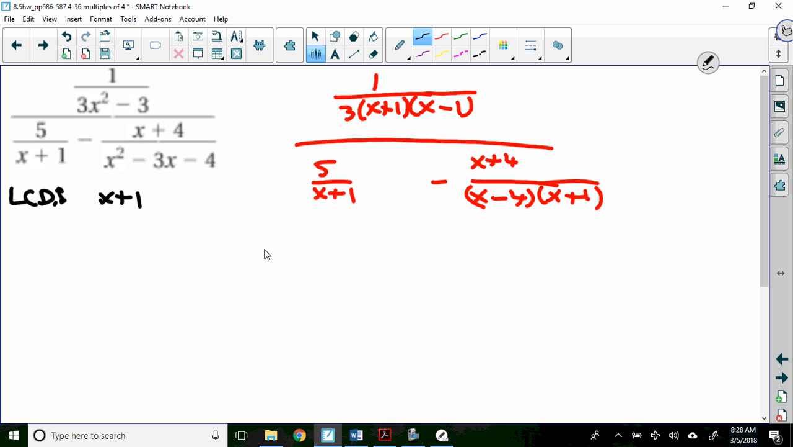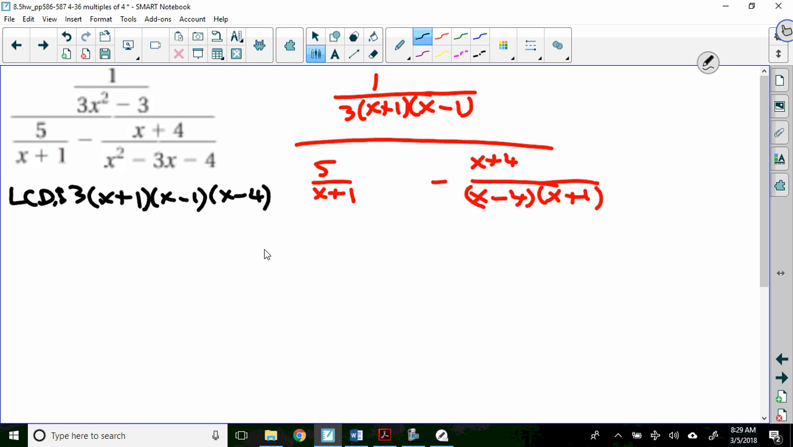Let's see how good we are at finding LCDs. What else does it got to have in it? An x minus 1. What else does it have to have in it? An x minus 4, and there's one more thing. Not x plus. We already got x plus 1. We already got the x minus 1. We already got the x minus 4. One more thing. 3. Good.